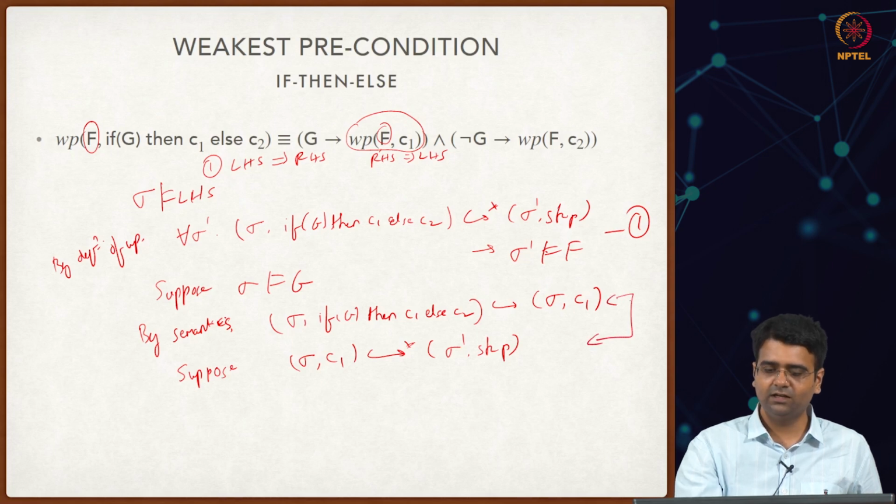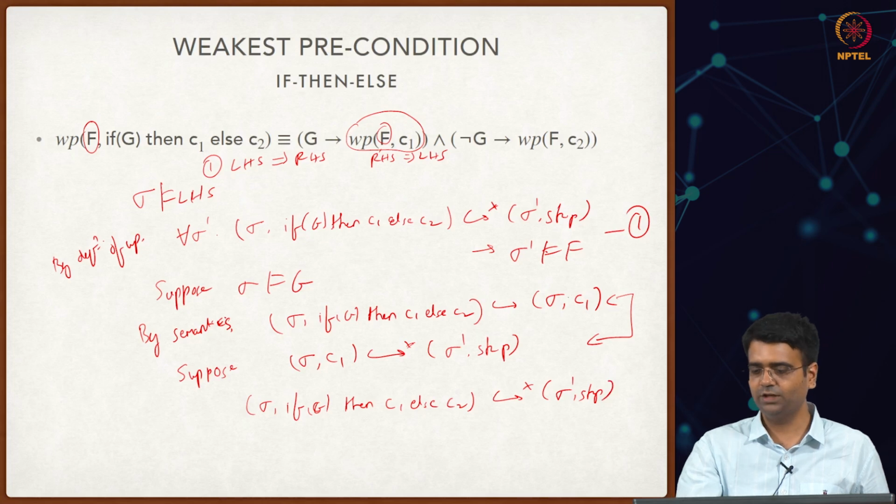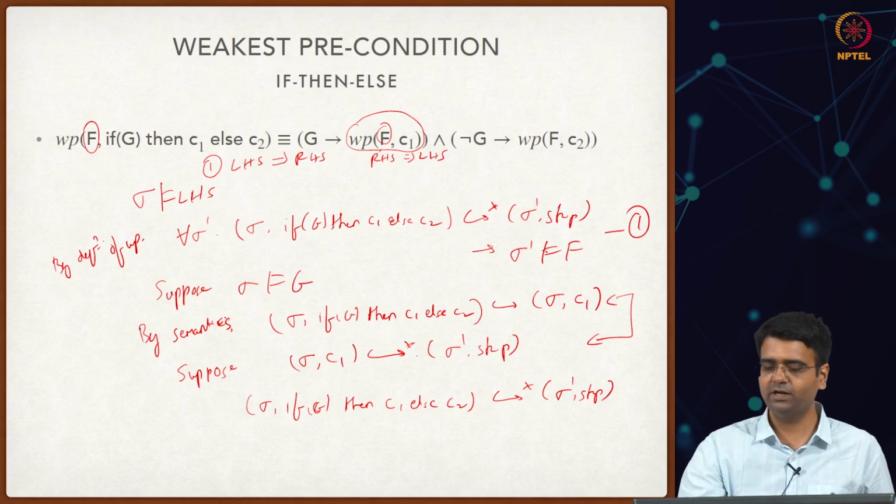Now, what can you say about these two things? On executing the if then else statement on sigma, I reach sigma comma C1, and on executing C1 on sigma, I reach sigma prime. So I can combine these two. From these two statements, it is clear that on executing the if then else statement on sigma, I am actually reaching the state sigma prime, because since sigma is a model of G, I am first going to the if branch, and then I am executing the if branch to get sigma prime.